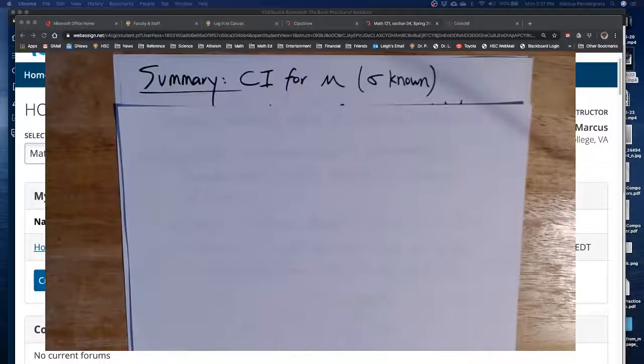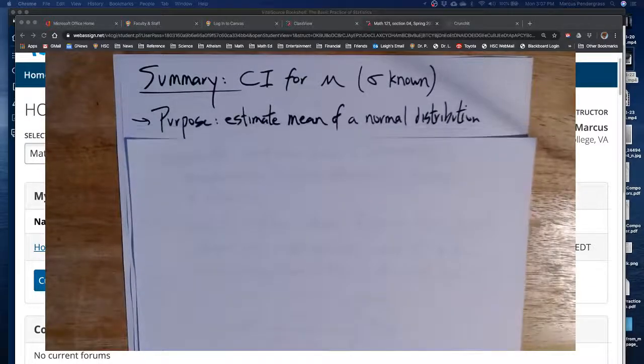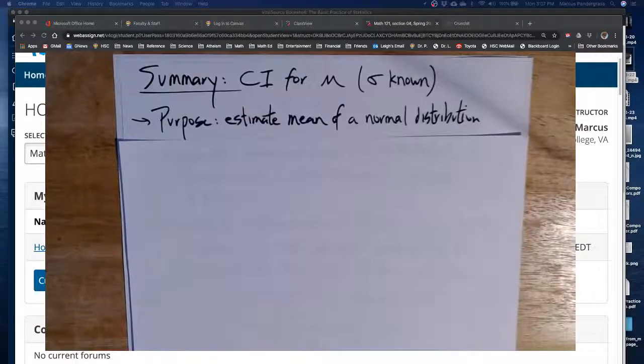We went through an example for confidence intervals for a mean. This is our first real foray into statistical inference. The purpose of a confidence interval is to estimate the mean of a distribution, and here we're going to assume a normal distribution. The previous video took us through a certain case, I think estimating the mean height in a certain group of individuals.